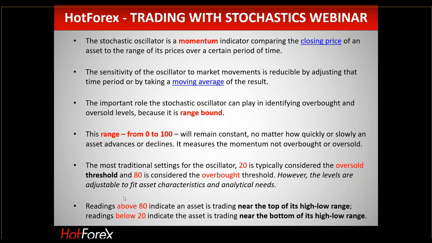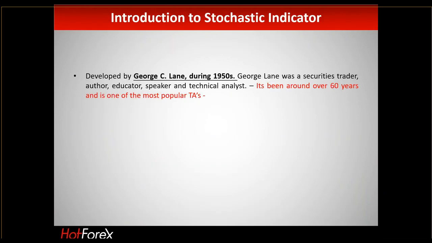Okay, so the basic premise is that anything over 80 indicates we're near the top of this high-low range, and anything under 20 indicates we're near the bottom of the range, but it doesn't mean that it's necessarily going to turn around. As I say, it was invented by an American guy called George C. Lane, I think he first issued it back in 1955. He was a trader himself, a very good speaker and educator, and part of the emerging technical analysis idea. It's been around for a long time, and still today it's one of the most popular indicators.